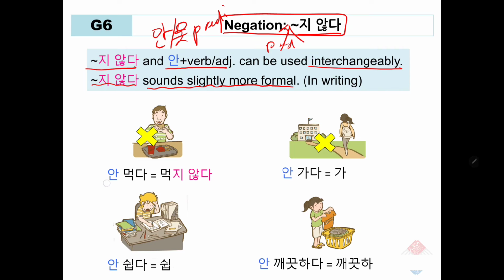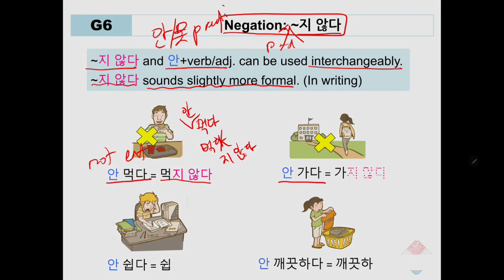Okay? So let's look. 안 먹다, not eat, can be expressed as 먹지 않다. So here we just have 먹다, to eat. So there are two ways to negate it, either by putting 안 or by conjugating with these 지 않다. Okay? So let's practice. 안 가다, to not go, can be expressed as 가지 않다. 안 쉽다, not easy, can be also expressed as 쉽지 않다. 안 깨끗하다, not clean, can be also expressed as 깨끗하지 않다. Okay? Cool.